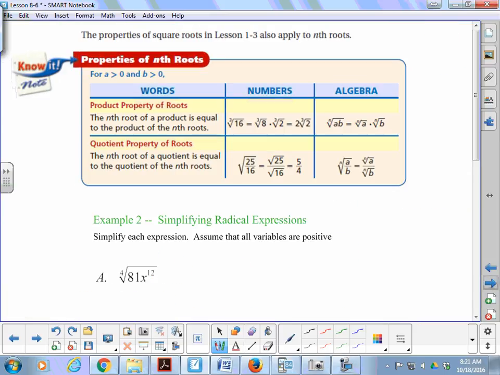All right, simplifying radicals. The little more difficult radicals.